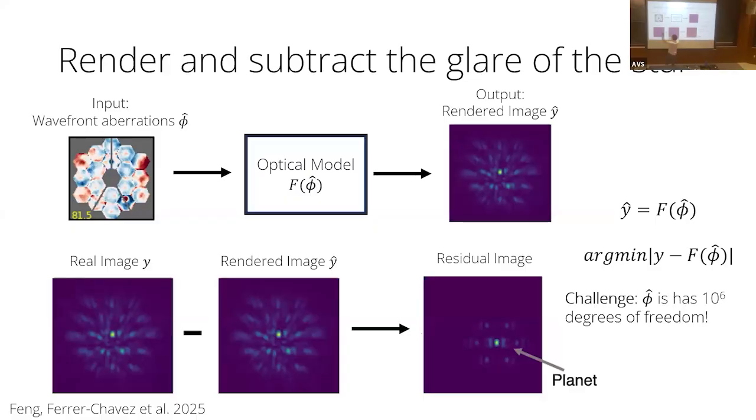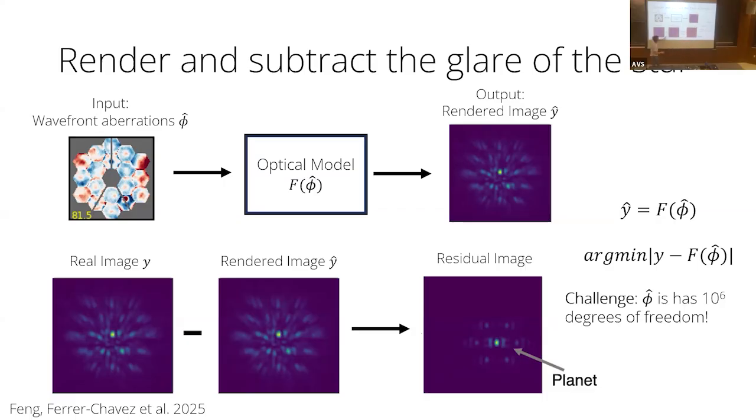So if we have some input aberration phi hat, which is roughly what we think the misalignment of the telescope primary mirror should look like, we pass that input aberration through our telescope model, which is now a black box called F of phi. It will produce an output rendered image of what the glare of the star should look like, y hat.